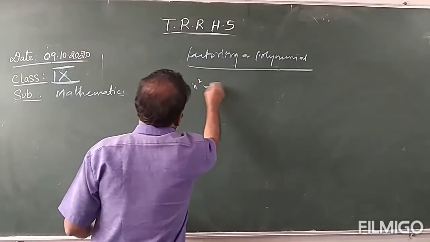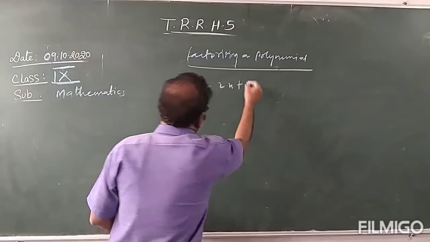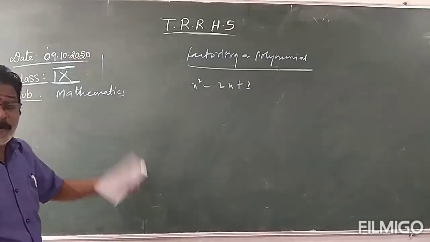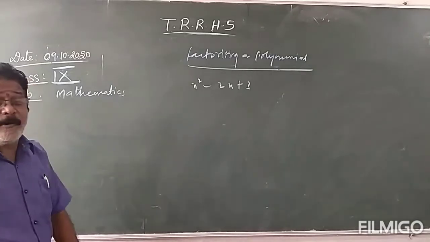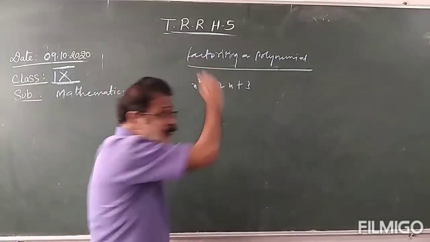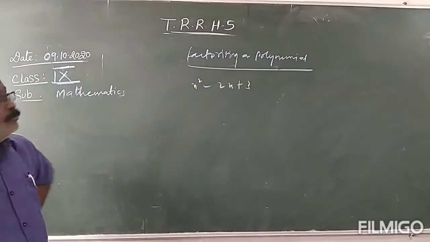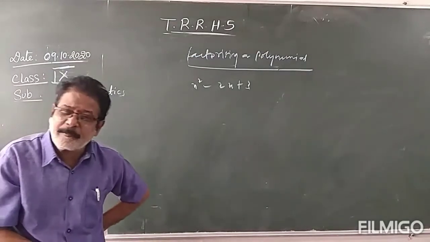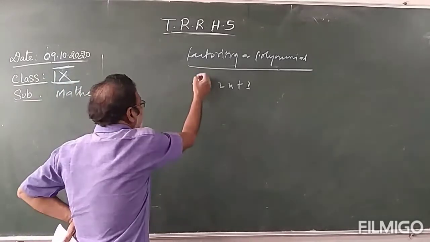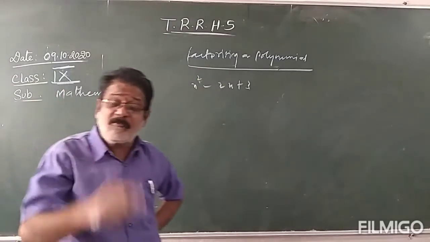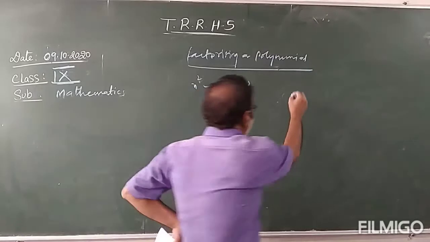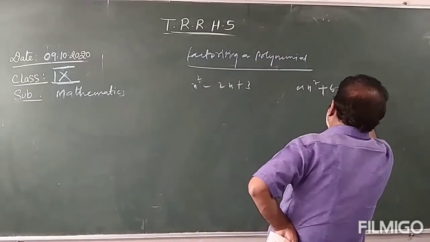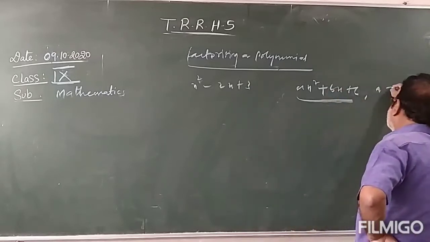x square minus 2x plus 3. This is what polynomial? Second degree polynomial. This is a quadratic polynomial. Why is it a quadratic polynomial? Its degree is 2. What is the general form of a quadratic polynomial? The general form of a quadratic polynomial is ax square plus bx plus c, where a is not equal to 0.